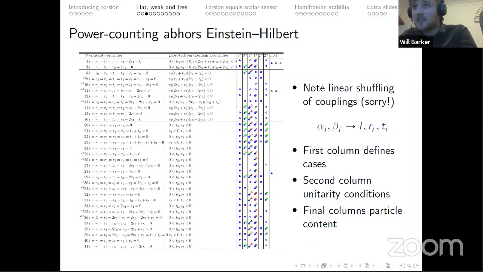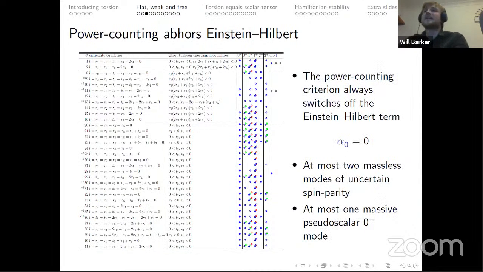So the main point to take away from this table is that all of the theories that we examine, where we require this unitarity and power counting renormalizability on a Minkowski background, they all have this alpha naught equals 0 constraint. So they remove the Ricci scalar from the Lagrangian. So the Lagrangian is just going to be quadratic in Riemann-Cartan and torsion.